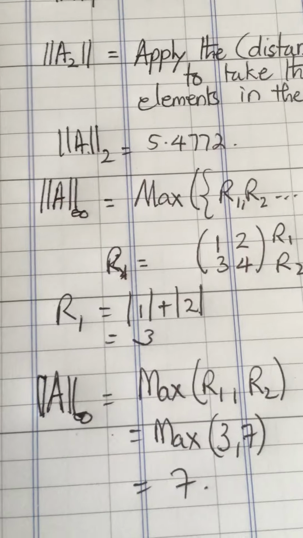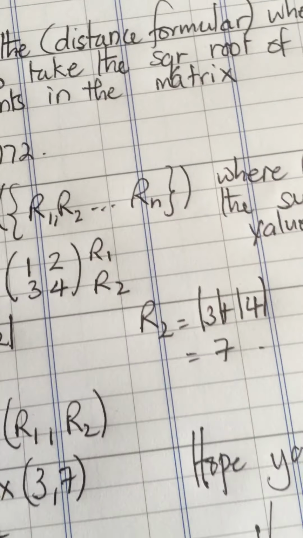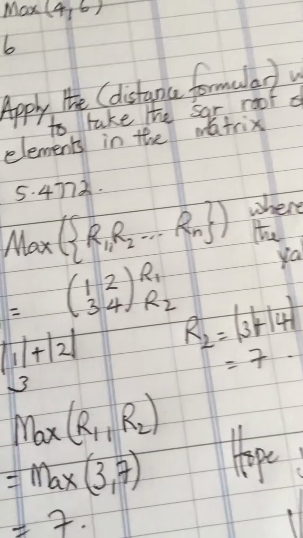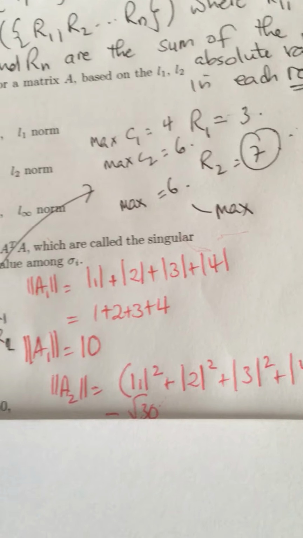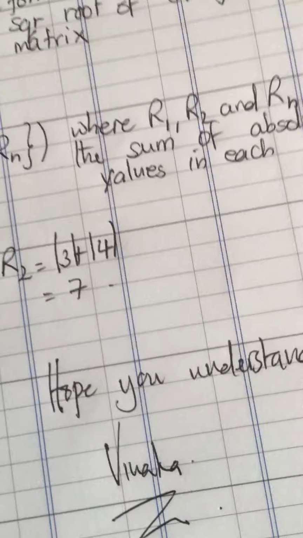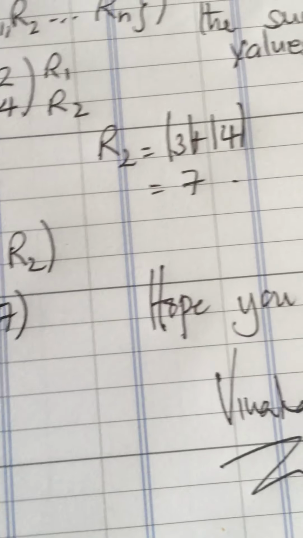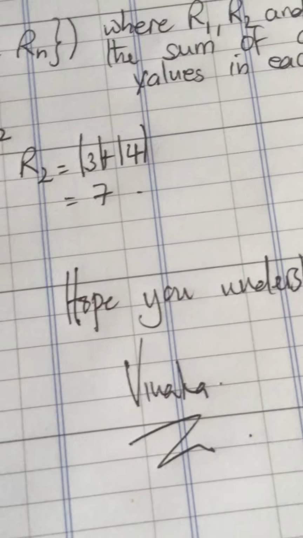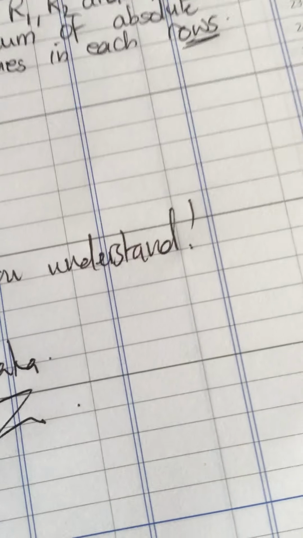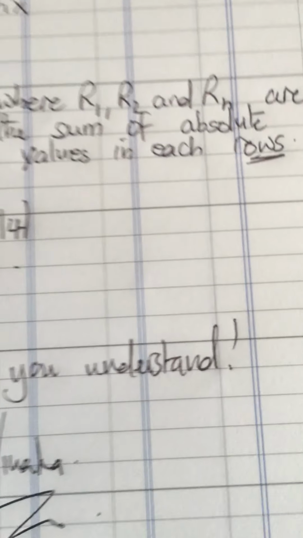And for the last one, the infinity norm, I found out that it is given here as the maximum of something. In all our matrices we can say that this stands for the maximum, and in this case it's the maximum over every row: row 1, row 2 to row r to row n, where r1, r2, and rn are the sums of absolute values in each row.